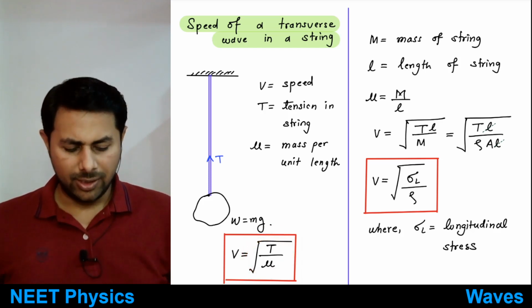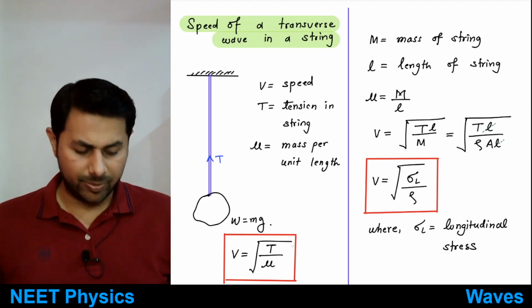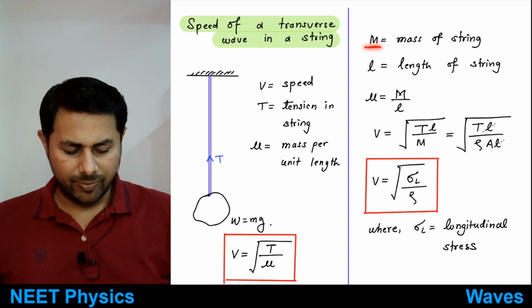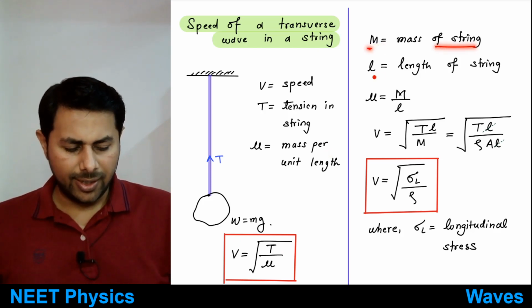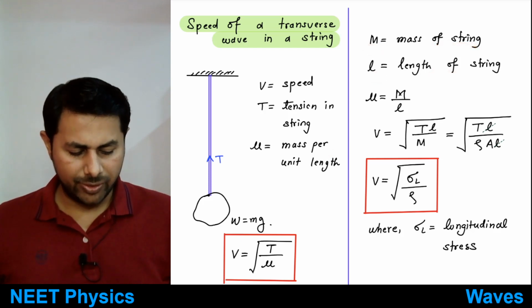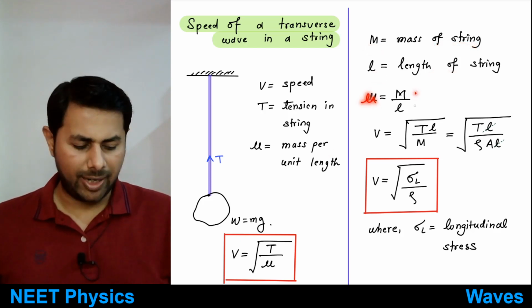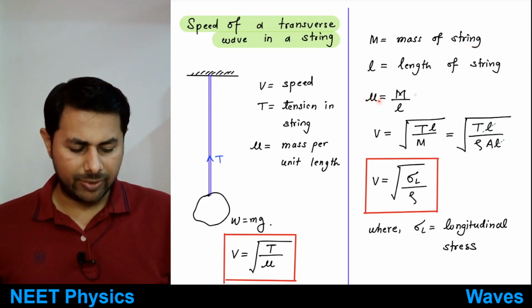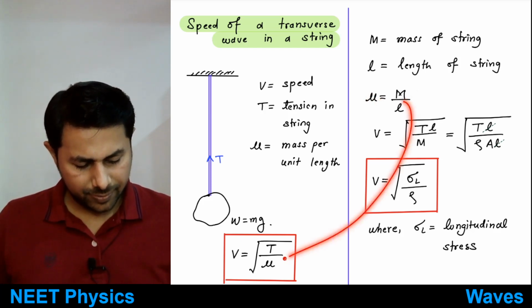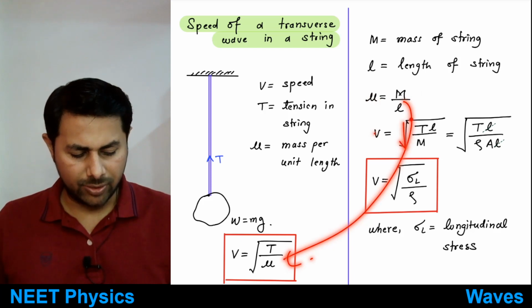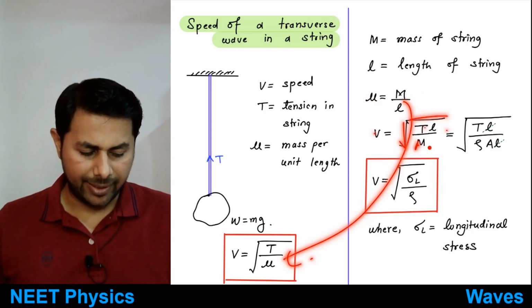The speed of a transverse wave in a string is equal to the square root of T by mu, where mu is what? Mass per unit length. If m is the mass of the string and L is the length of the string, then you get mu equals m by L. Then you put it over here. So what do you get? v is equal to the square root of T times L by m.